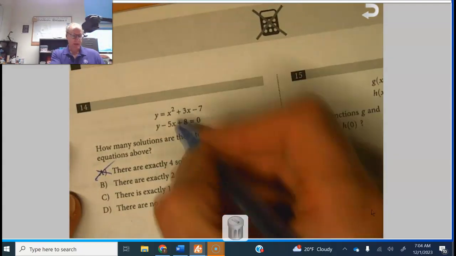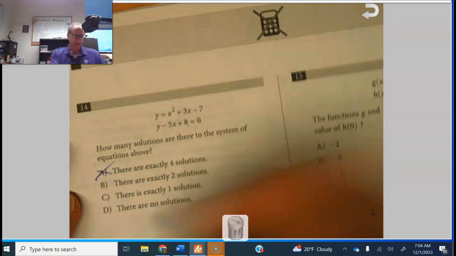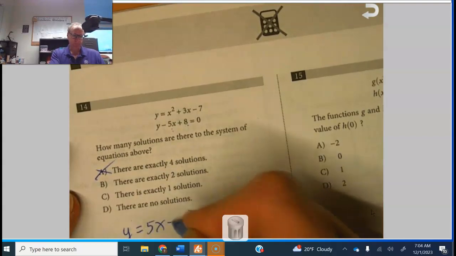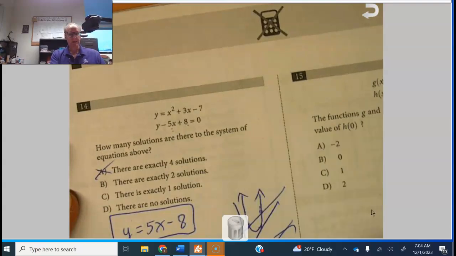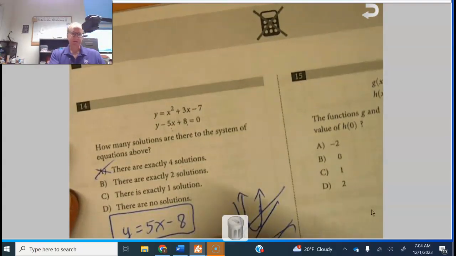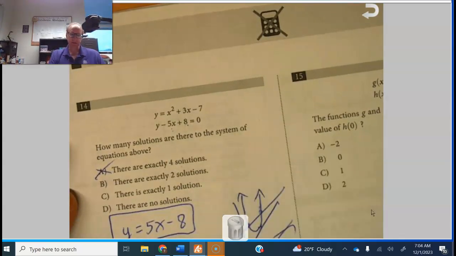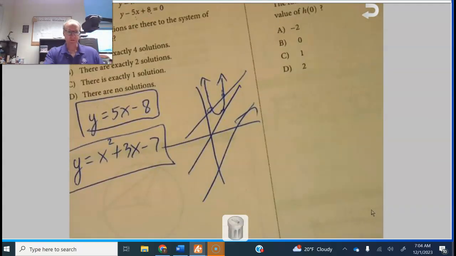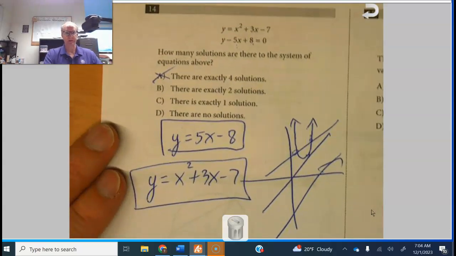Well, what I'm going to do is add 5x and subtract 8 from both sides. So I'm going to get y equals 5x minus 8. There's my line. And I could maybe graph it, but that's going to take me a lot of time. I'm going to try solving it. x squared plus 3x minus 7. And let's take a look. We've got 2 equations. Sorry, this is getting out of hand here. There we go. Now it's a little nicer.